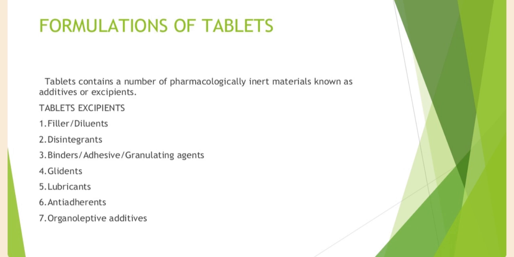Next, move on. Second one is disintegrants. What is meant by disintegrants? Large solid particles converted into smaller particles. They are used in the tablet formulation to facilitate breakup of tablets when they contact water in the GIT. GIT means gastrointestinal tract. For example, starch, cellulose, cross-linked polyvinyl pyrrolidone, microcrystalline cellulose, sodium carboxymethyl cellulose, etc.